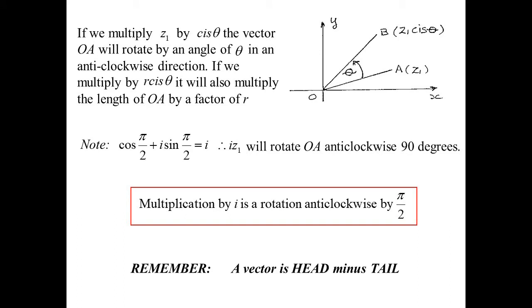Don't forget, I know I've said it a lot, I'll say it again. Head minus tail, head minus tail. Whenever you want to work out what the vector is, head minus tail. Okay, let's have a look at this shape. This shape is actually a square. I probably should have said that. It's a square, by the way.